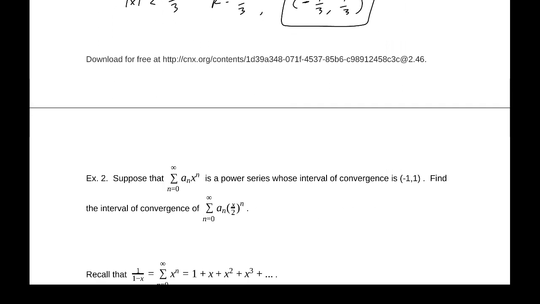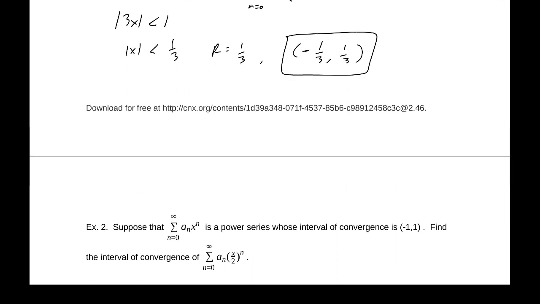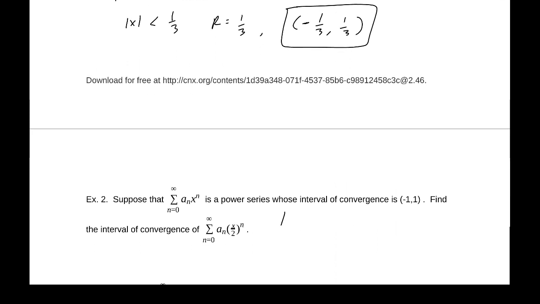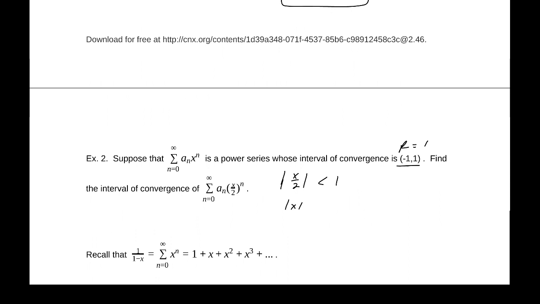Example 2. Suppose the sum of a_n x to the n is a power series whose interval of convergence is -1 to 1. Find the interval of convergence of the sum of a_n times (x over 2) to the n. It's the same idea as part B. We want to make sure that the absolute value of x over 2 is less than 1, because here we have to stay in that interval. That would be true when the absolute value of x is less than 2. So therefore, our interval of convergence is -2 to 2.